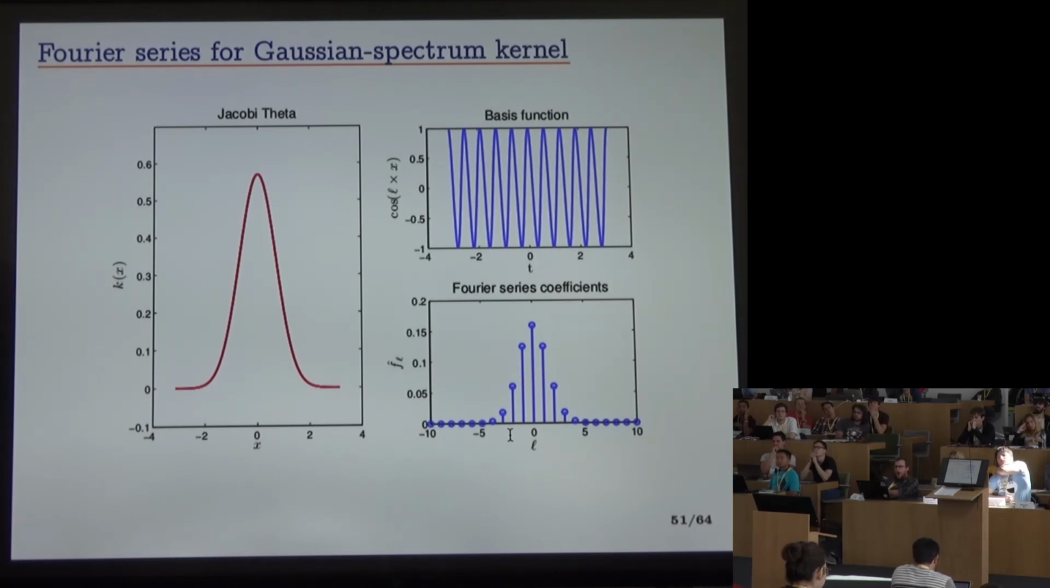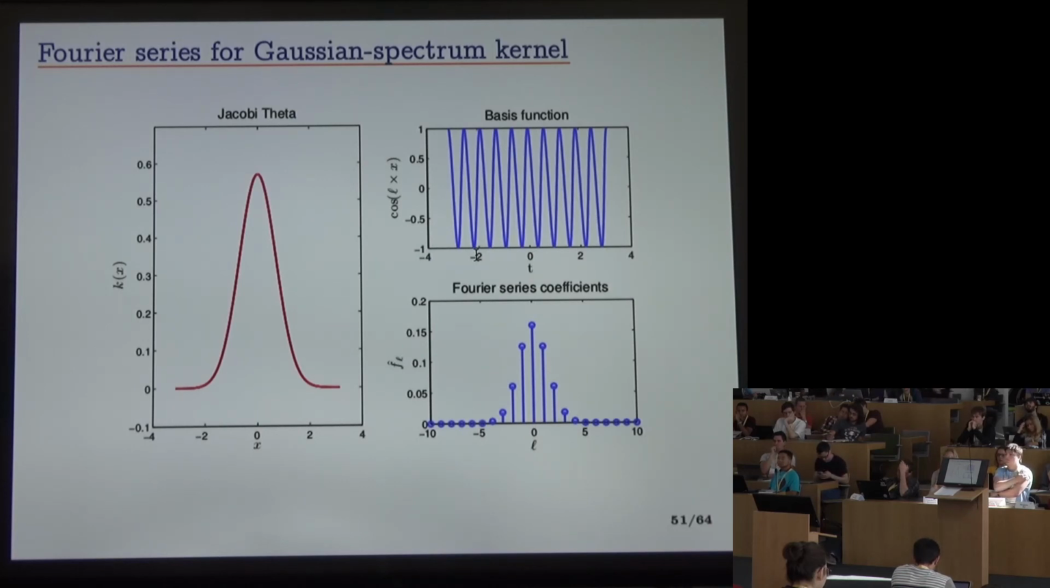So this is my kernel function, my Jacobi theta kernel, which is the exponentiated quadratic kernel for periodic domains. Here are the coefficients. Here are the eigenvalues of that, the eigenfunctions of the cosines, and I'm getting a very nice approximation to that kernel.